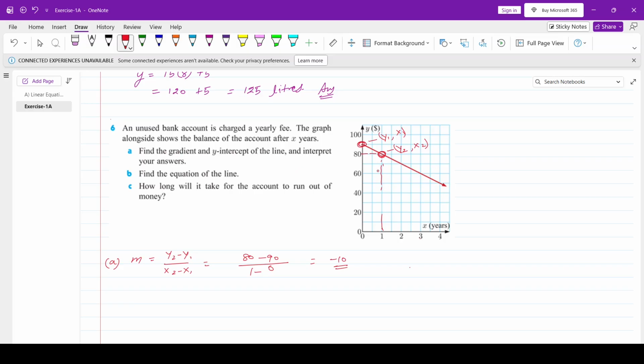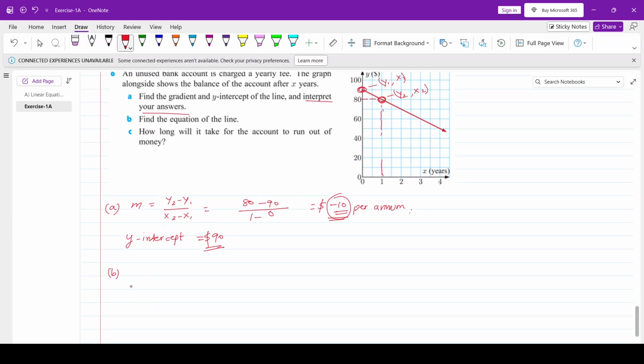Find the gradient and y-intercept of the line. The y-intercept we can already see. In this graph we can already see the y-intercept is 90 dollars, and m is minus $10 per annum. So when the question says interpret your answer, this means initially the account had $90, and every year the amount that is being deducted from this account is $10. $10 per annum is being deducted from this account.